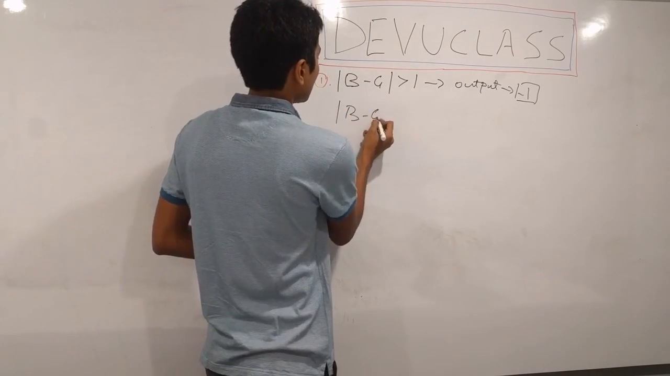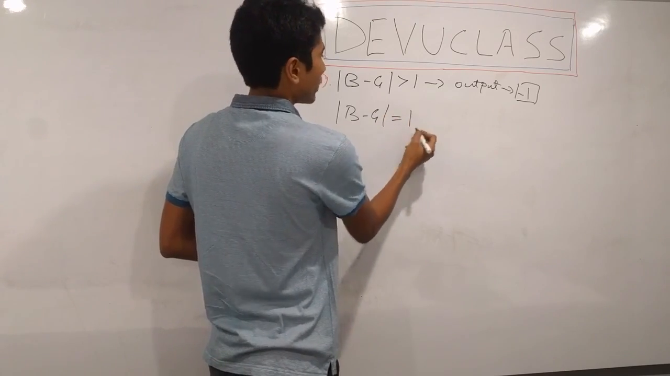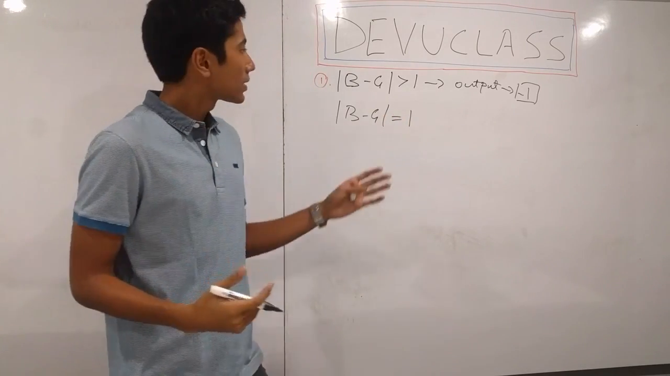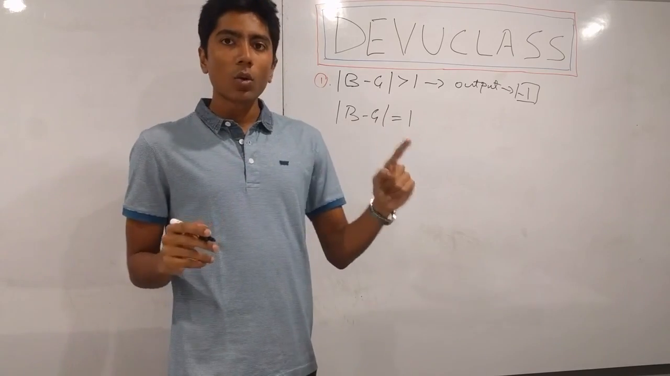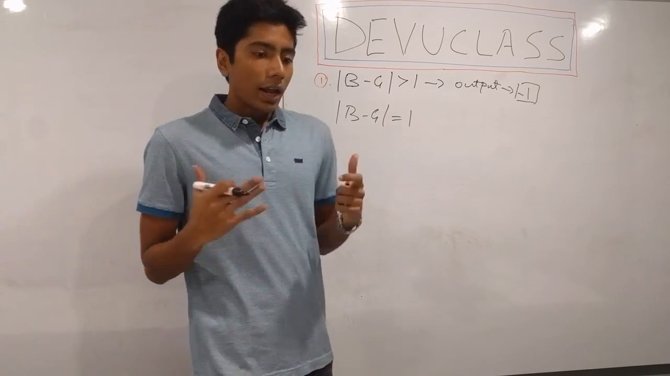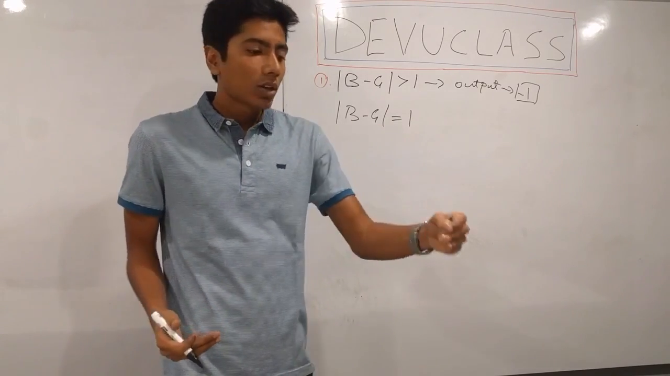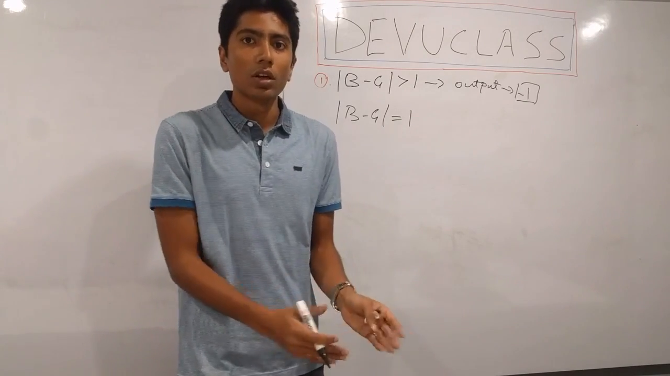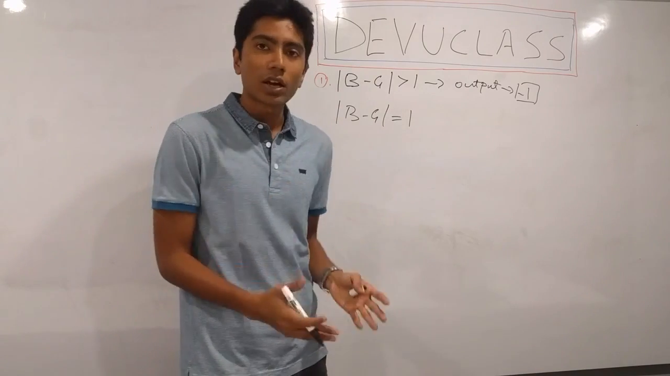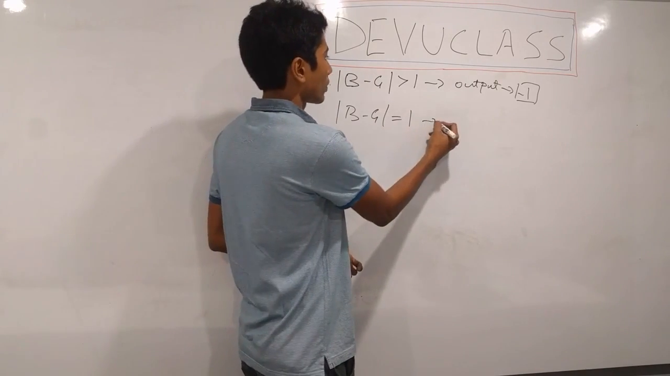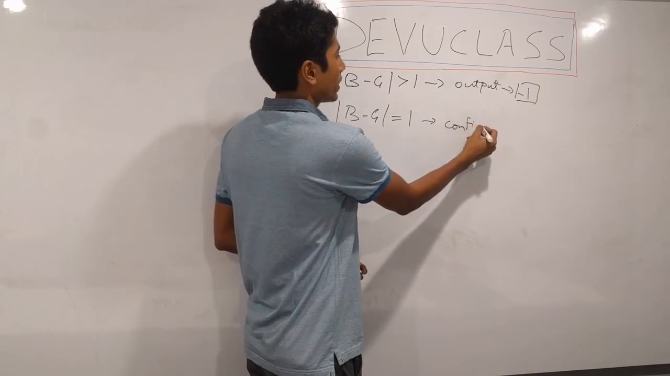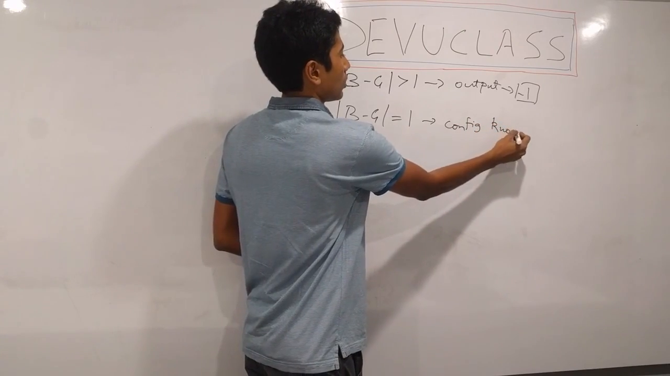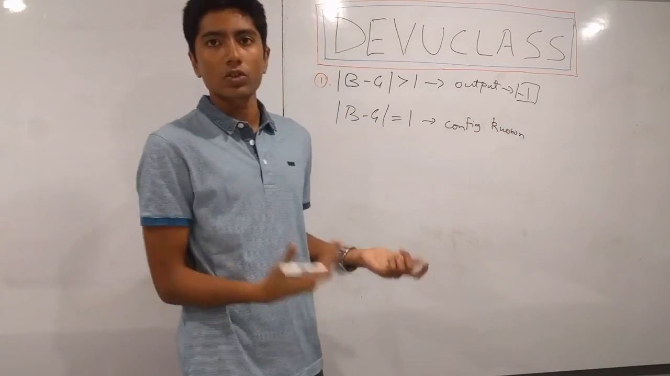If b minus g is equal to 1, that means that there is just one extra girl or one extra boy here. In that scenario, you know what the string should start with. If there is an extra girl, then the string has to start with a girl. If there is a boy, it has to start with a boy. So the config is known, the arrangement of the string.